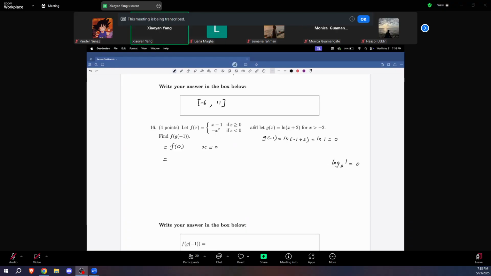X equal to 0 means the first formula you can use. But the second formula, there's no equal sign. If you plug in, you have the wrong answer. So f of 0 means when x equal to 0, so you have to use the first one. First one is x minus 1. This means every time you see x, replace it by 0. So this will be 0 minus 1 equal to -1. That's the final answer, okay?